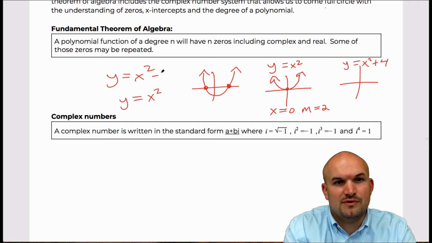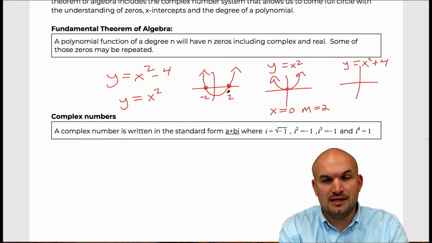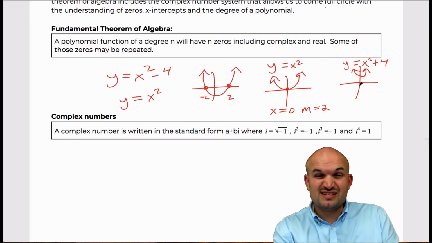Let's do it by plus 4. Because then you can see that's negative 2 and that's positive 2, right? The negative and the positive, negative and positive 0. Well, x squared plus 4 looks something like that. And you can see there's no real zeros there, right?